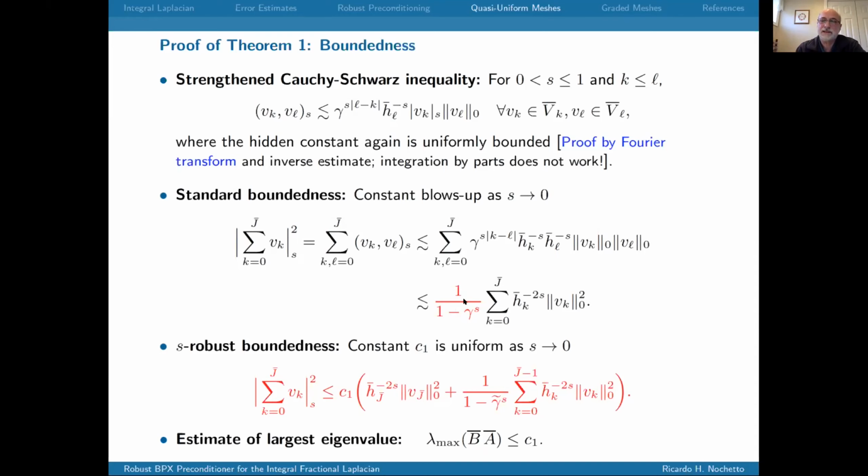So with a slightly better analysis, you can prove this estimate, which is consistent with our S uniform estimate. No scaling for the finest scale and scaling for the coarser scales. And that gives an upper bound for lambda max.